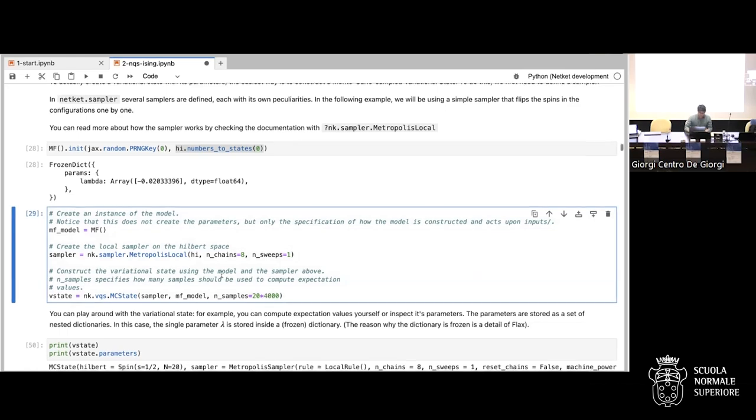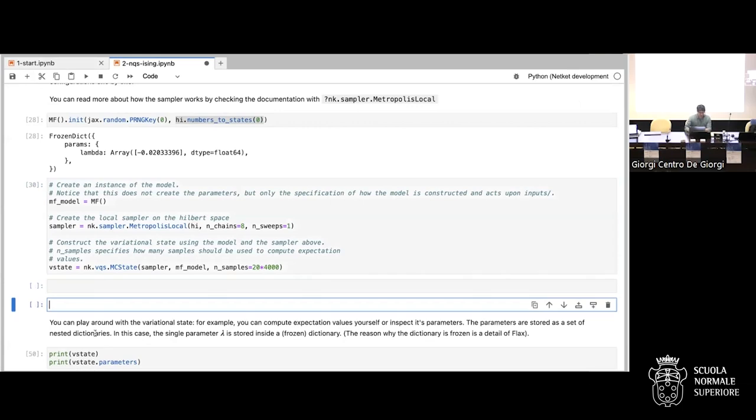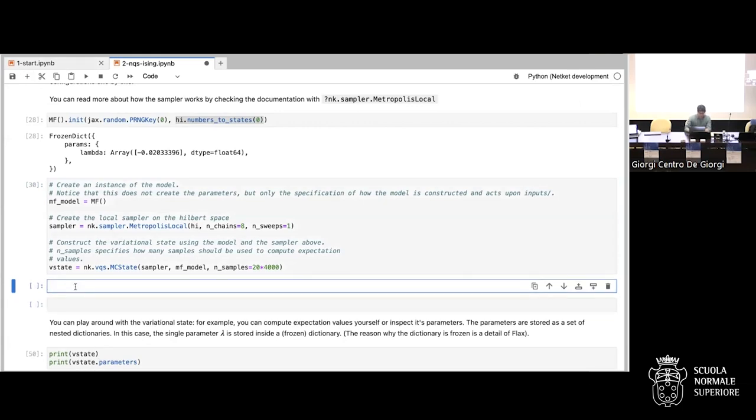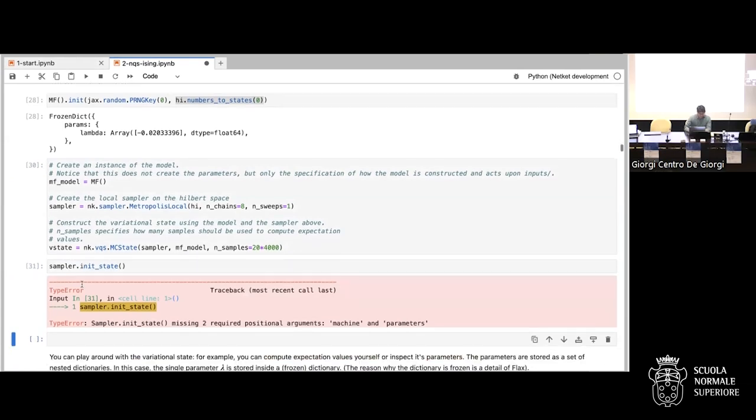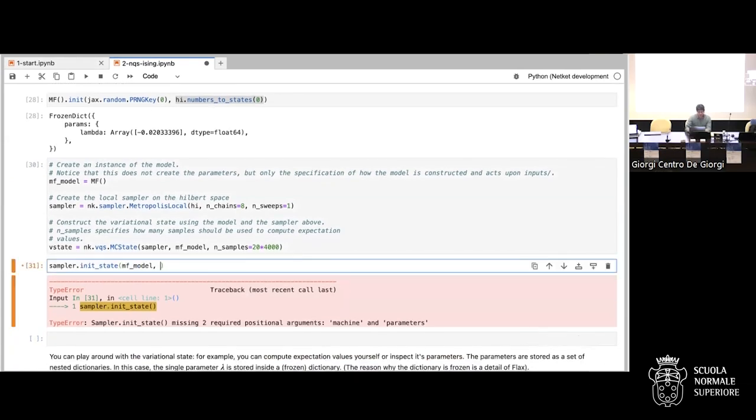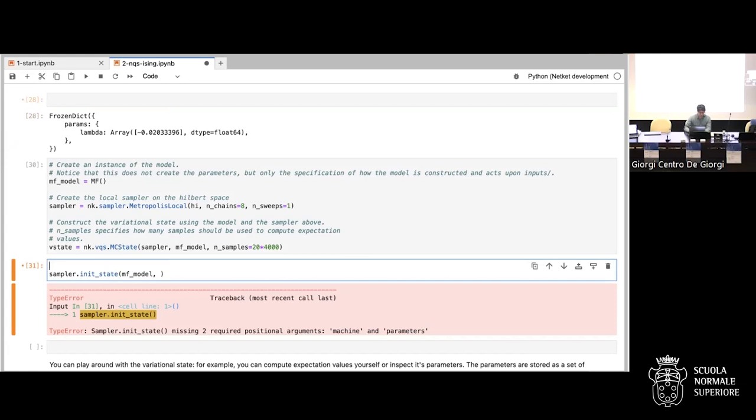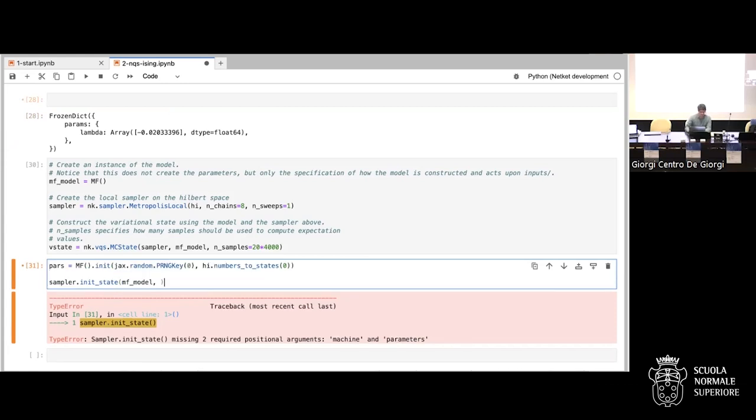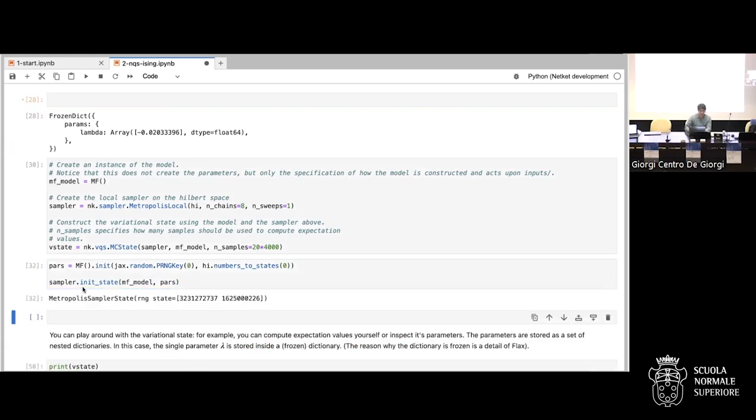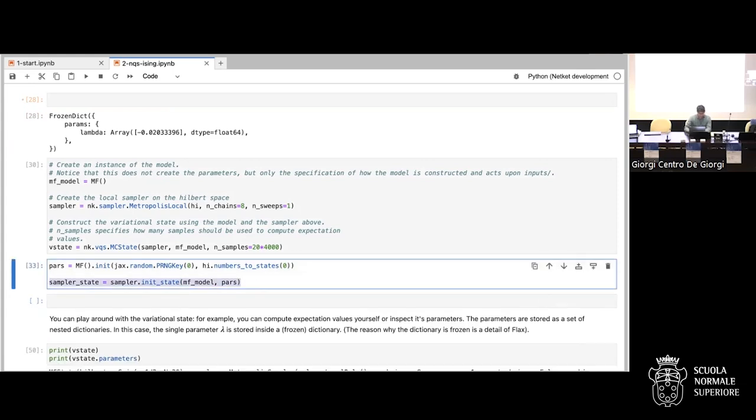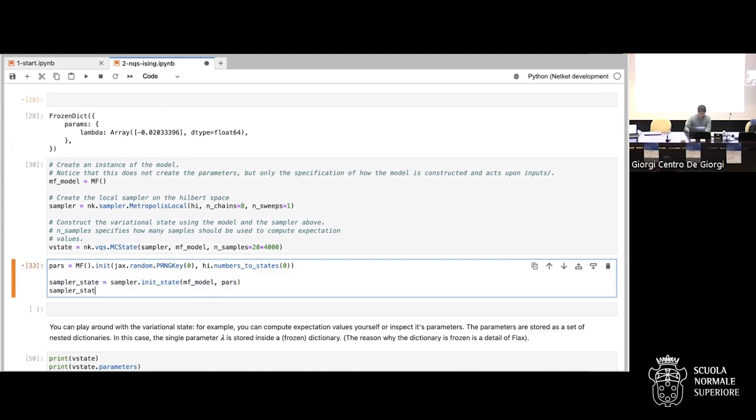And then, if you want to use this, what you could do is simply say sampler dot initialize state. I don't remember what it wants. It wants the mean field model. It wants your model and the parameters, right? So I can take the parameters by initializing it. So this is constructing a Metropolis sampler state that I have to carry around. So I call this sampler state. Okay. And then you have to reset it.